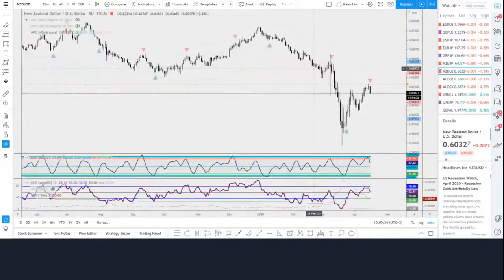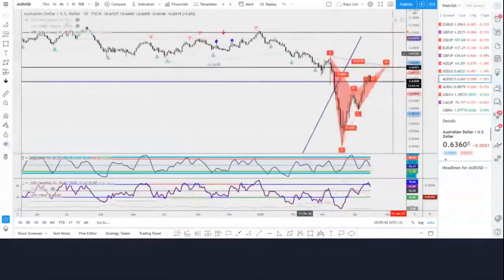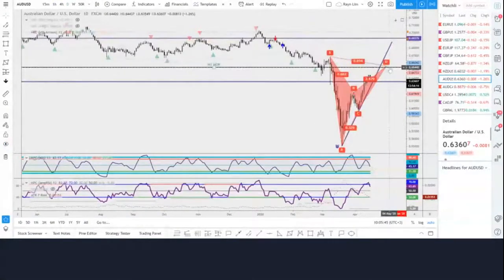To the next pair, Australian dollar. We don't have much over here, so we go a bit faster. Australian dollar on the daily chart, bearish movement. So I'll just share a few of my analysis. There is a bearish bat over here, 65.68, for a shorting opportunity back into the previous sell zone.